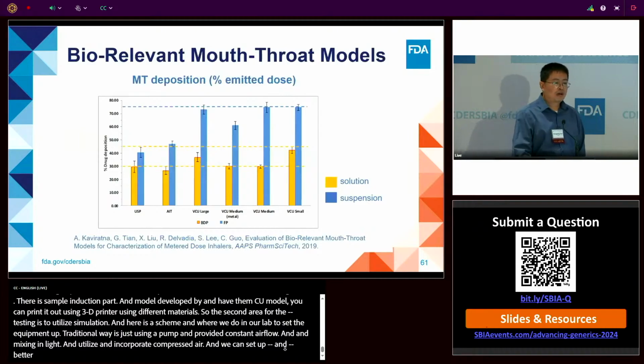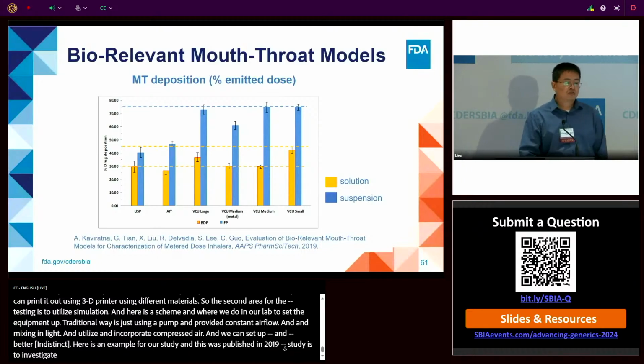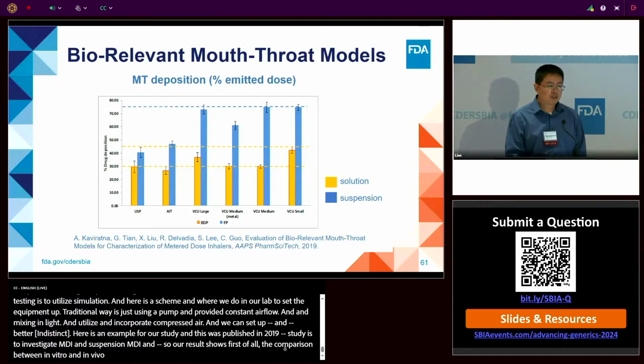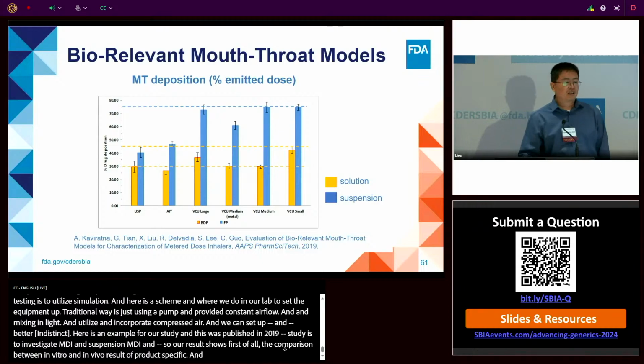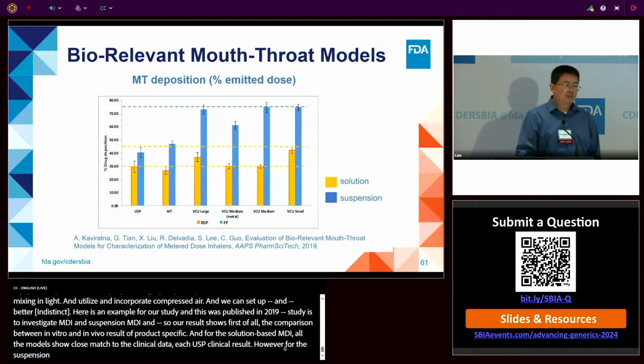Here is an example from our previous study. This study was published in 2019 in AAPS PharmSciTech. The study investigated solution MDIs and suspension MDIs using different types of mouth-throat models. Our results show, first of all, that the comparison between in vitro and in vivo results is product specific. For the solution-based MDI, all the mouth-throat models show a close match to the clinical data. Even the USP throat shows close to the clinical result. However, for the suspension MDI, the results are mixed. Overall, the bio-relevant mouth-throat models, here the VCU models, have a better chance to give you a better IVIVC.